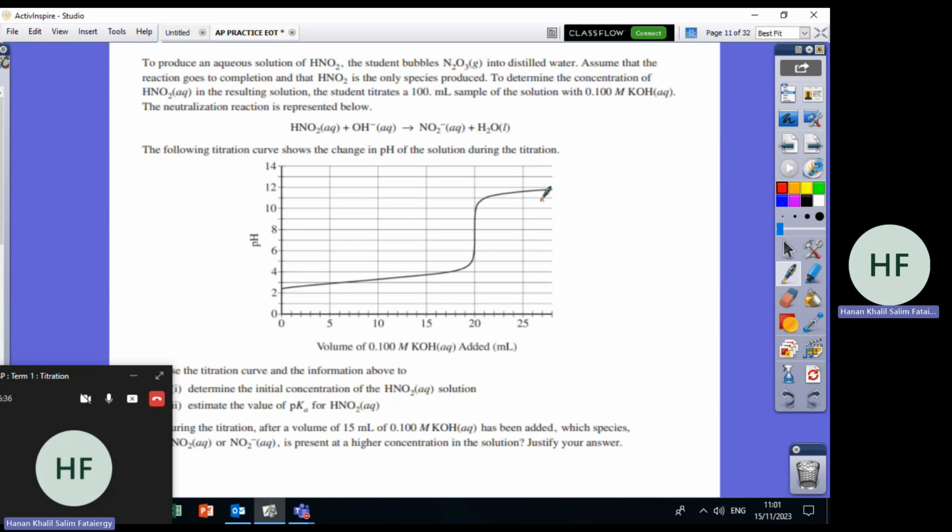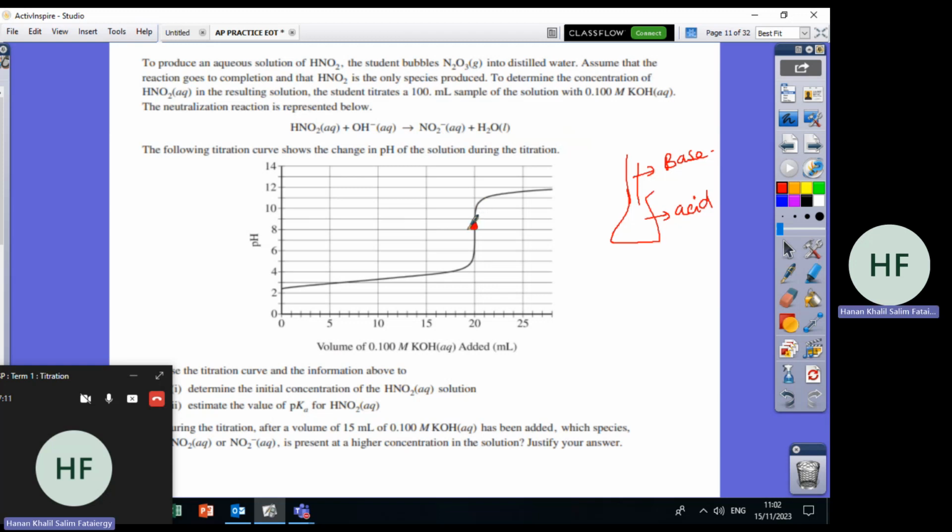Now another question. To produce an aqueous solution of HNO2. Before we start, let's analyze the graph. Okay. What am I titrating versus what? Since we start at a pH less than 7, this means the analyte is an acid and the titrant is a base. Now, if I want to know which is the strong acid, which is the weak, and which is the strong base or weak base, where do I look? I look at the equivalence point. Okay, let's see the equivalence point, it is approximately here.